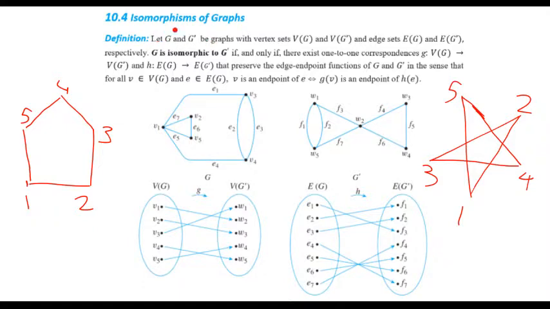We say, let G and G prime be two graphs with vertex sets V of G and V of G prime, and edge sets E of G and E of G prime, respectively. So V of G and E of G are the vertex and edge sets for graph G, and V of G prime and E of G prime are the vertex and edge sets for G prime. We say G is isomorphic to G prime if and only if there exist one-to-one correspondences g from V of G to V of G prime, and h from E of G to E of G prime that preserve the edge endpoint functions of G and G prime, in the sense that for every vertex v belonging to V of G and edge e belonging to E of G, v is an endpoint of e if and only if g of v is an endpoint of h of e.